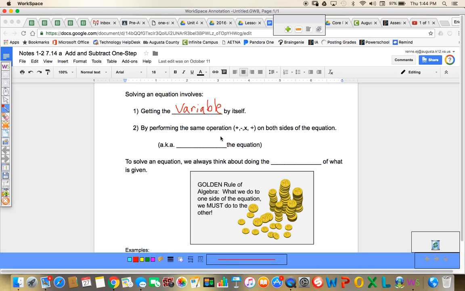By performing the same operation, addition, subtraction, multiplication, or division on both sides of the equation. AKA, you have to blank the equation. AKA balancing the equation. So to solve an equation, we always think about doing the blank of what is given. Inverse, or another word for inverse is opposite.